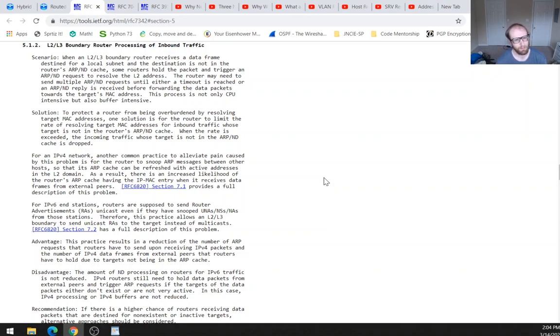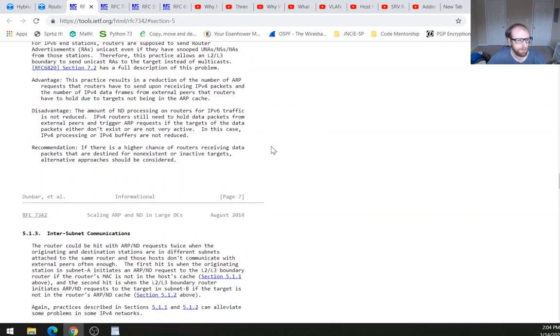For an IPv4 network, another common practice to alleviate pain caused by this problem is for the router to snoop ARP messages between other hosts so that its ARP cache can be refreshed with active addresses in the L2 domain. As a result, there is an increased likelihood of the router's ARP cache having the IP-MAC entry when it receives data frames from external peers. RFC 6820, section 7.1 provides a full description of this problem.